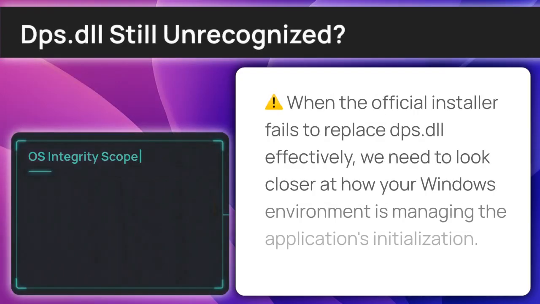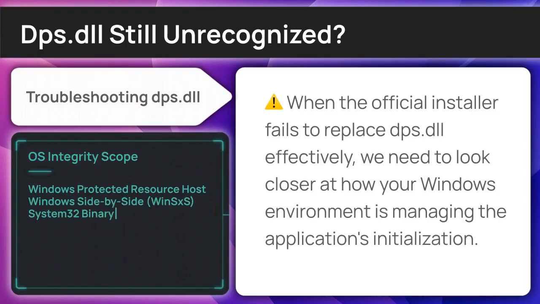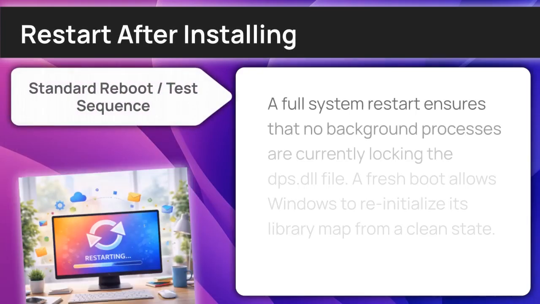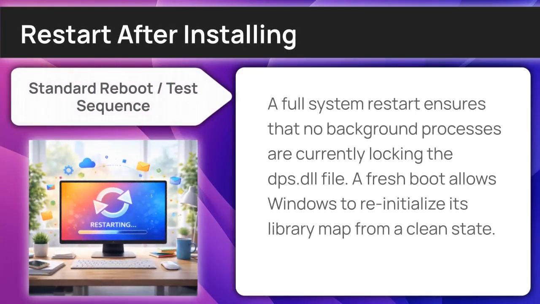If the application still won't initialize, we need to shift our focus to how the Windows loader is interacting with the library. A full system restart ensures that no background processes are currently locking the Diagnostic Policy Service library file. A fresh boot allows Windows to reinitialize its library map from a clean state.